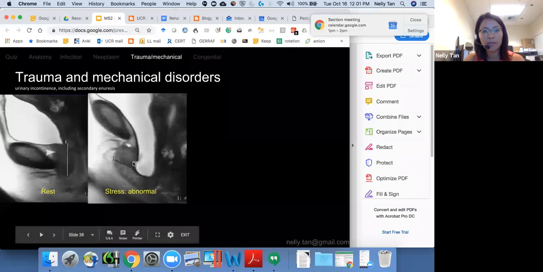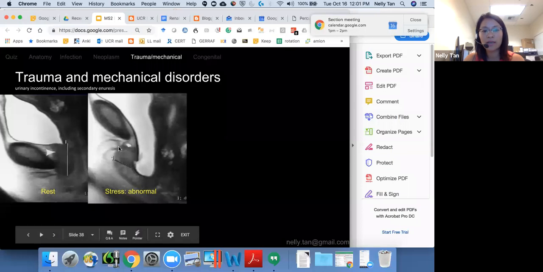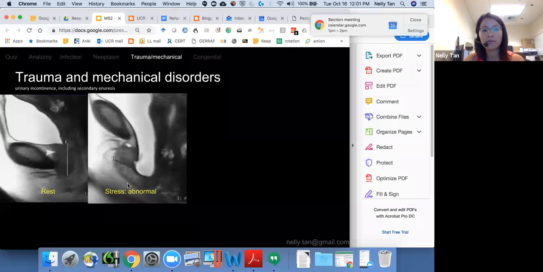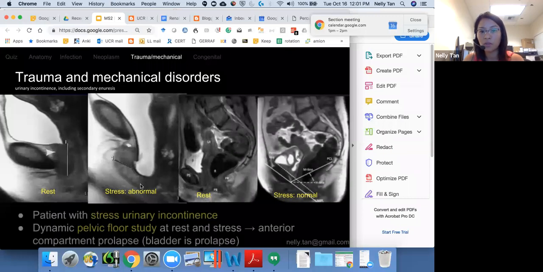And you see, this is the bladder neck. It goes into the urethra. It's a woman. There's no penis. And so this is abnormal. So this patient has the abnormal angulation and prolapse of the bladder, which can lead to urinary incontinence. And also they're probably feeling a bulge.